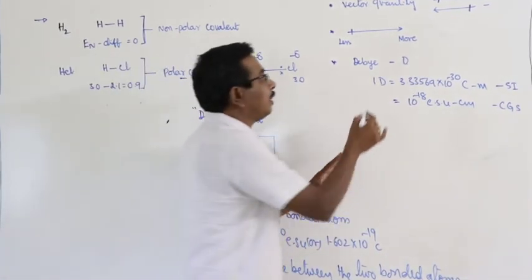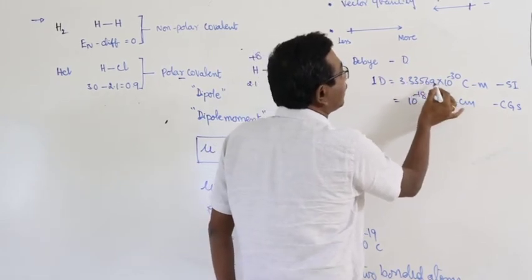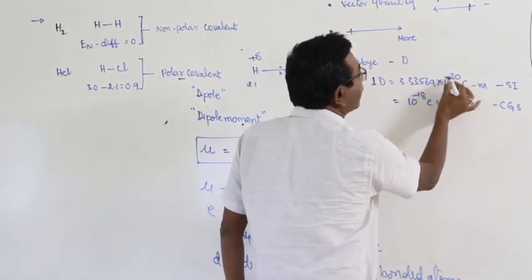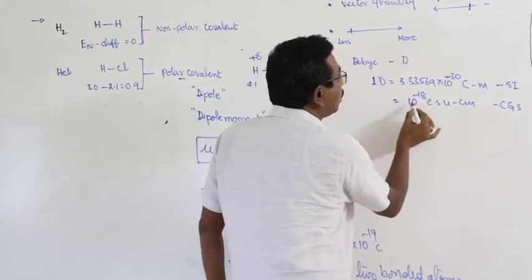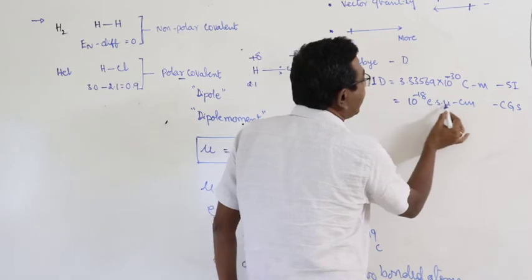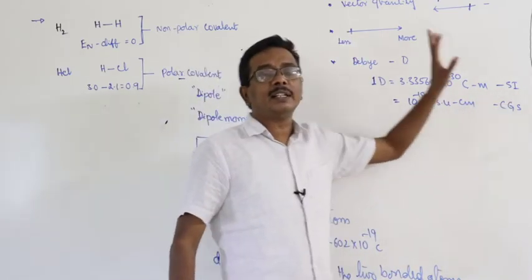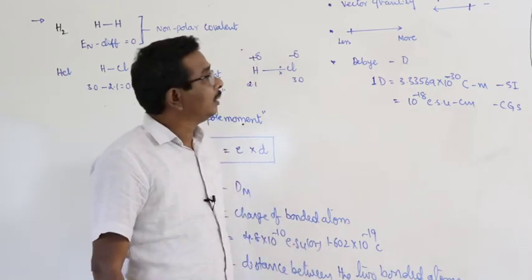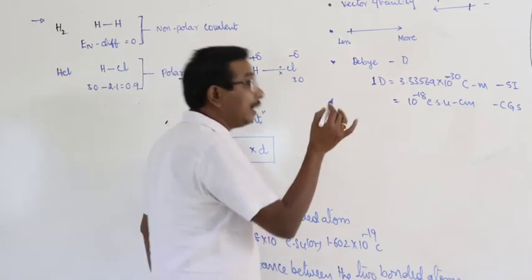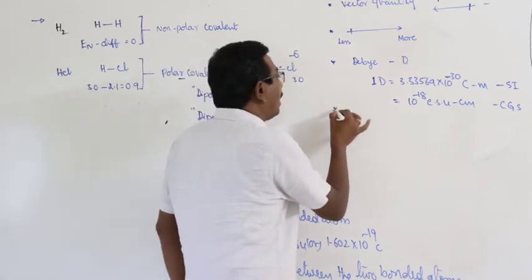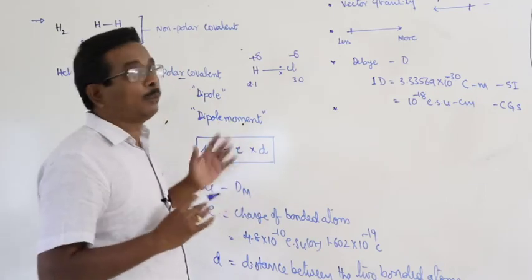1 debye is equal to 3.33564 into 10 to the power of minus 30 coulomb meter, and that is equal to 10 to the power of minus 18 ESU centimeter. This is in the CGS system, this is in the SI system. This is about the unit of the dipole moment, and there is an important note. What about the important aspect of the dipole moment?